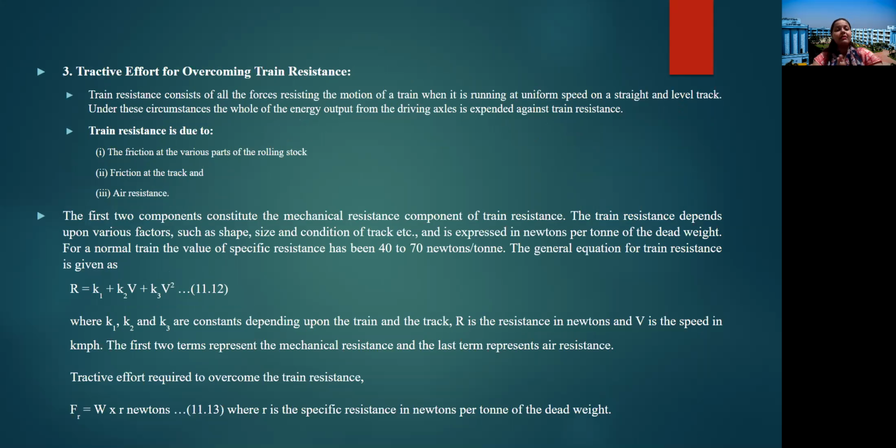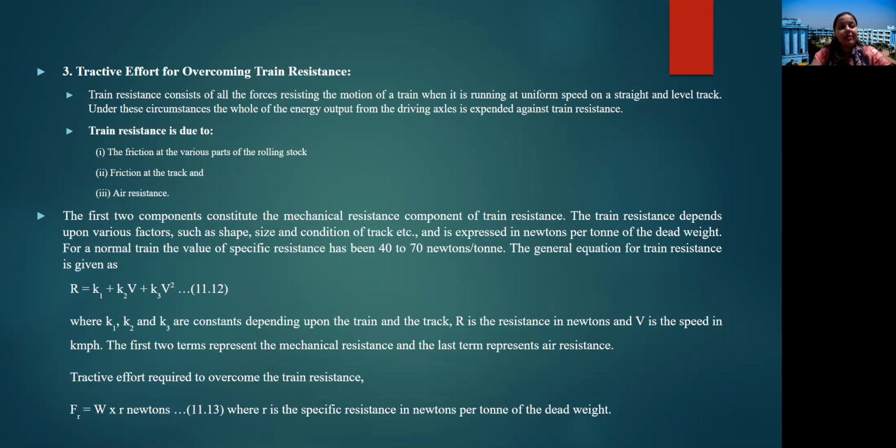Last one, tractive effort for overcoming train resistance. It consists of all forces resisting the motion of a train when it's running at uniform speed on a straight and level track. Under these circumstances, the whole of the energy output from the driving axle is expended against train resistance. Now, the train resistance may be due to the friction at the various parts, friction at the track, and air resistance. The first two components consist of mechanical resistance.